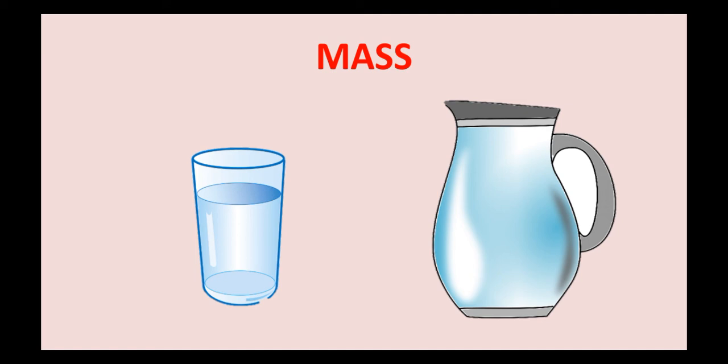Or, in other words, you can say that in the jug, the quantity of matter is more, and in the glass, the quantity of matter is less. So, we can say that the mass of the jug of water is more as compared to the mass of the glass. Why is it so? It is because of the matter that is contained in it. So, mass is nothing but the quantity, or the amount of matter that is contained in an object, and it is called the mass.